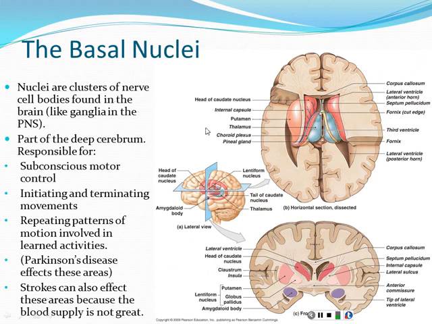All right. So going out further, between the limbic system and the cerebral cortex, we have the basal nuclei. A nuclei is a cluster of nerve cell bodies found inside the CNS or inside the brain, similar to a ganglia in the peripheral nervous system, which is the same thing outside of the CNS. So we call these groups of cell bodies nuclei. And in the deep cerebrum, we have this set of nuclei that we call the basal nuclei. They're critical for motor activity. You could call it subconscious motor control.